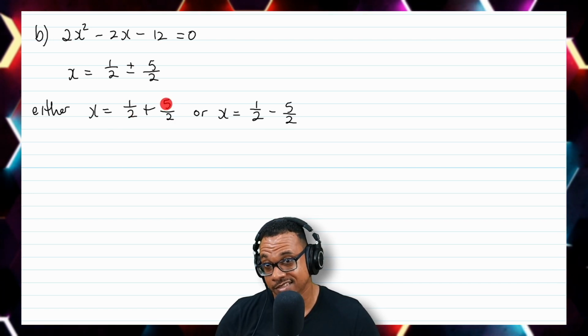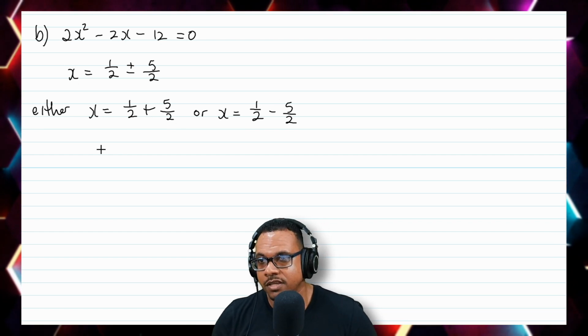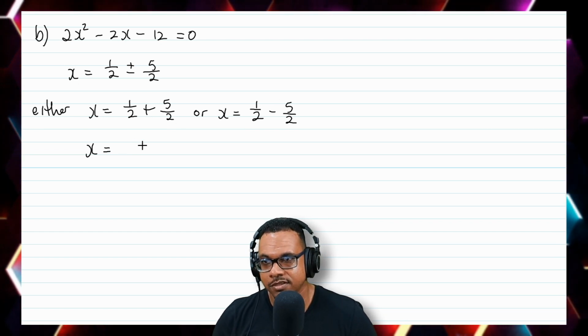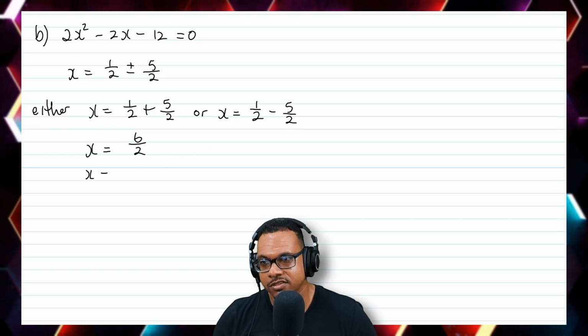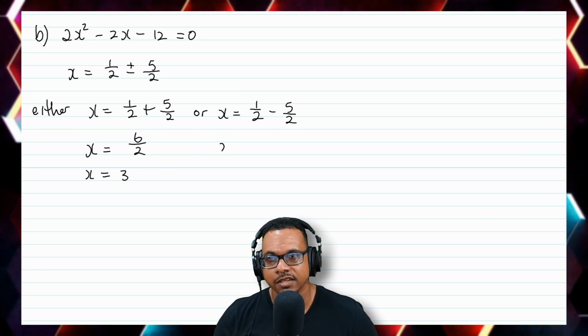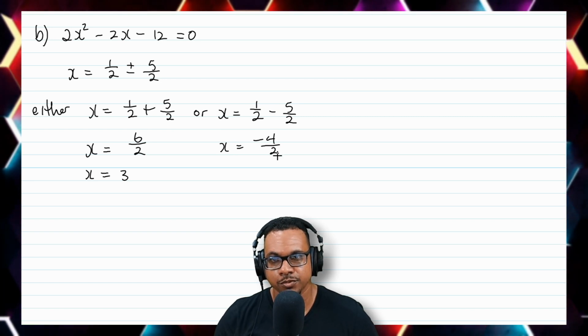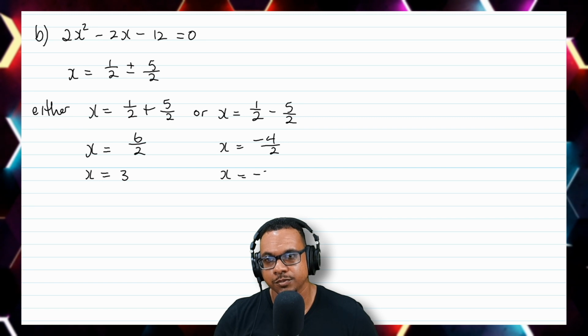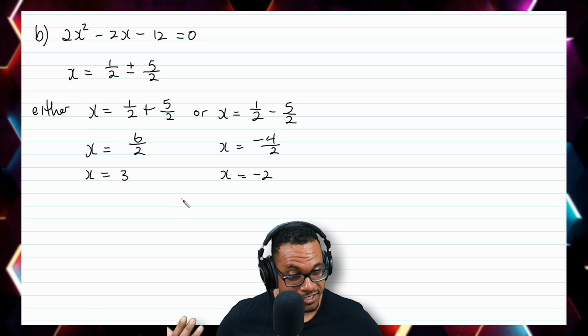So 1 plus 5 is 6, and 1 take away 5 is negative 4. So I'm going to get x is equal to, as I say, 1 plus 5 is 6, so that's 6 over 2, which is just equal to 3. And for here, we'll have 1 take away 5 is negative 4, and put that over 2. So that's equal to negative 2. So the question is completed, but now is for the extras.